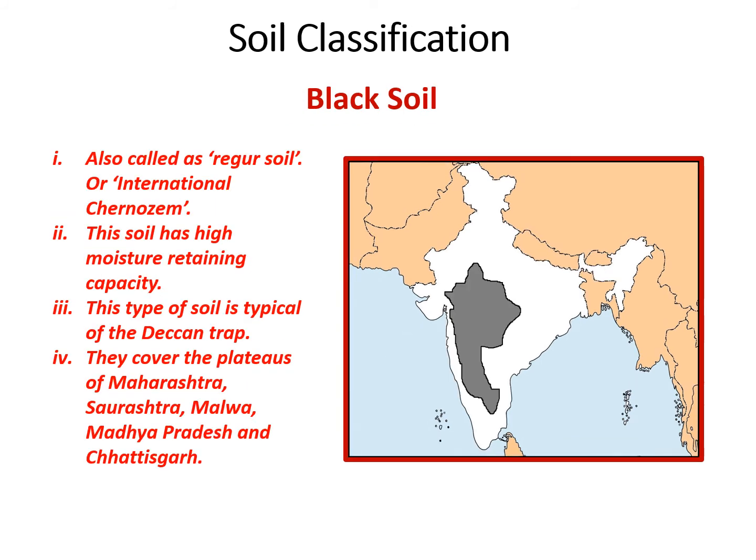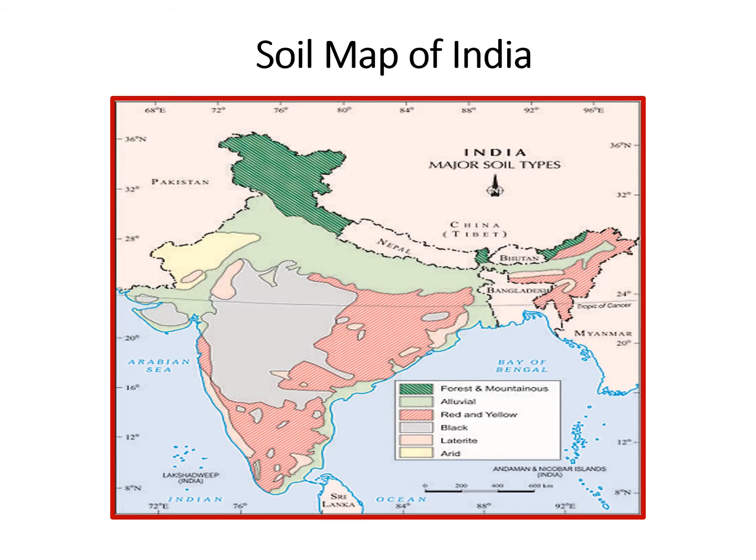The next soil that we would be talking about is the black soil, also called Regur soil or tropical Chernozem. This soil has high moisture retaining capacity, and this type of soil is typical of the Deccan Trap. They cover the plateaus of Maharashtra, Saurashtra, Malwa, Madhya Pradesh, and Chhattisgarh. After doing all the soils separately on the map of India, now this is a consolidated map which shows you all the soils found in India.